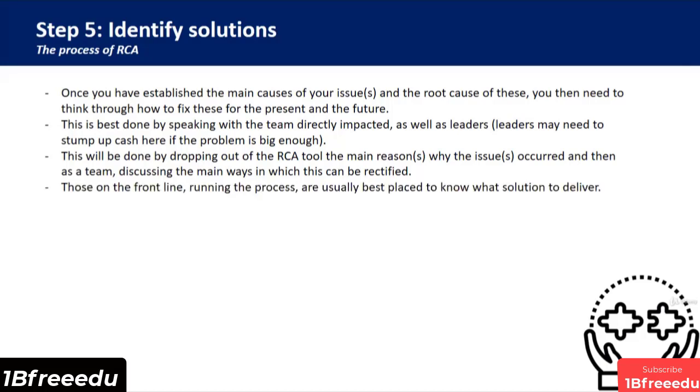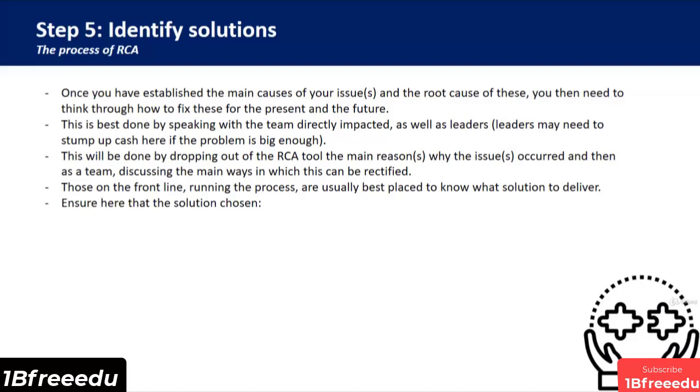Now, those on the front line, those people actually running the process, they're usually best placed to know what solution to deliver. So make sure when you go into this, you don't have a top-down approach, with leaders and management deciding on this. It's a bottom-up approach. You have those people working the process. They need to be involved in this process.